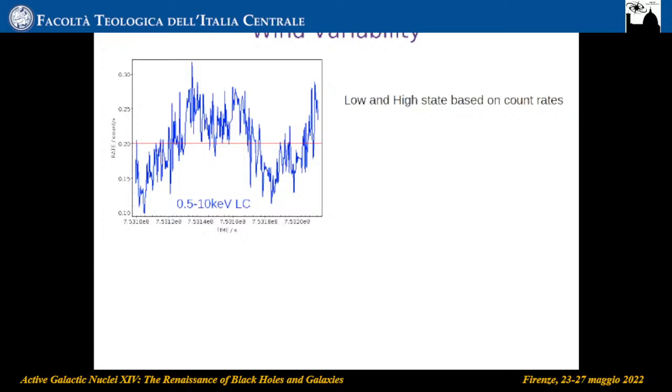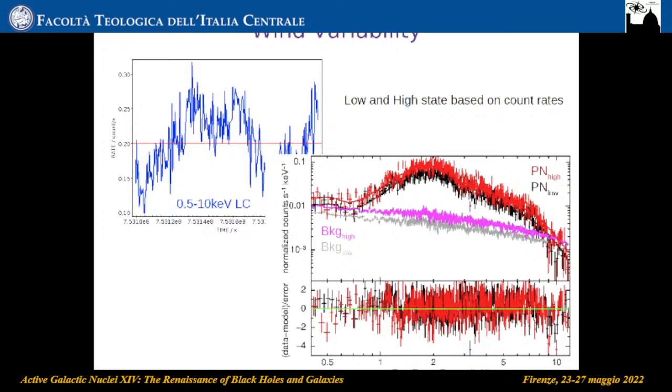I also have a couple of slides on variability, since I ended up in the variability session, probably because I mentioned variability in the abstract. So we observe variability in the light curve. This is the full band light curve, and a quick test we did at the beginning was to produce spectra for the high and low state. They're simply divided on count rates, and you end up with two very similar spectra.